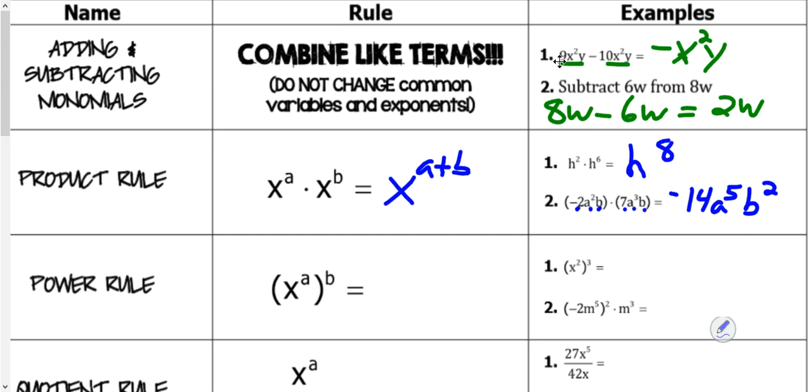Let's look at the power rule. The power rule says that when we have x to the a power, all that quantity to the bth power, that would mean x to the a times b. So we look at our two examples. x to the 2nd quantity to the 3rd power. 2 times 3 would be 6, so x to the 6th power.